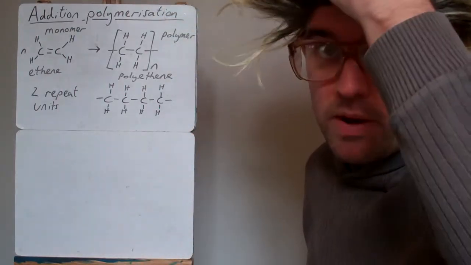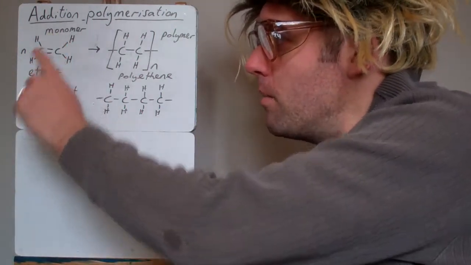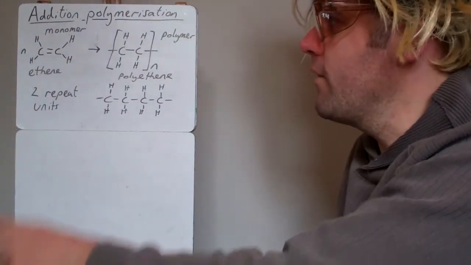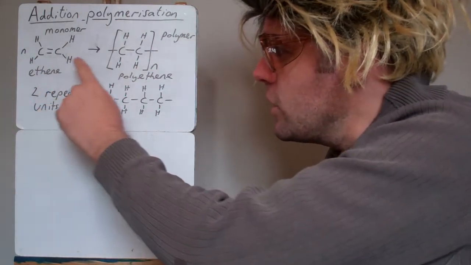Okay, we don't know how many. The ethene molecules are the monomers. Okay, and those monomers join together to make a polymer. So we go from ethene to polyethene.